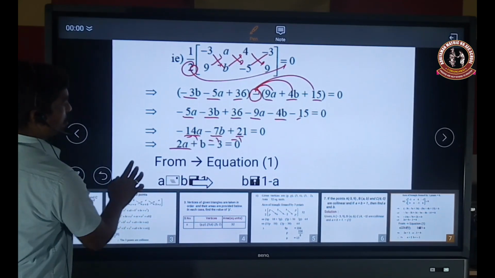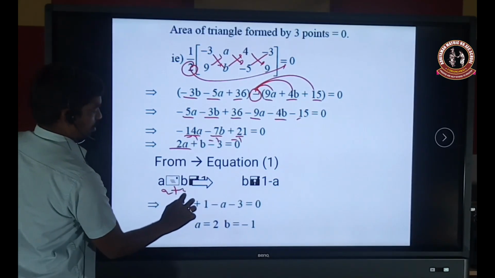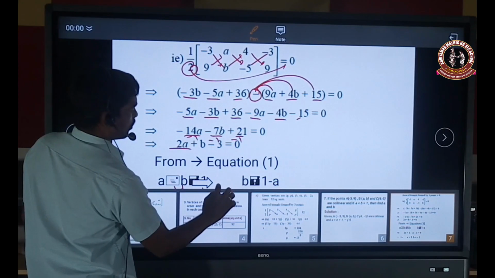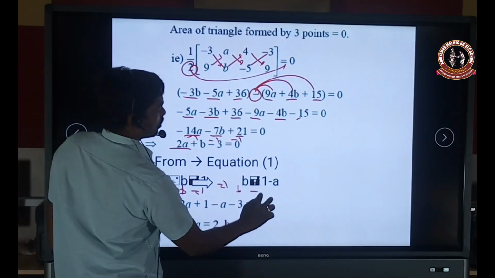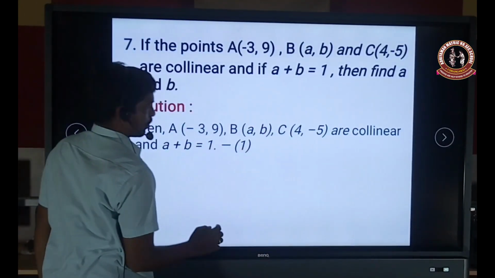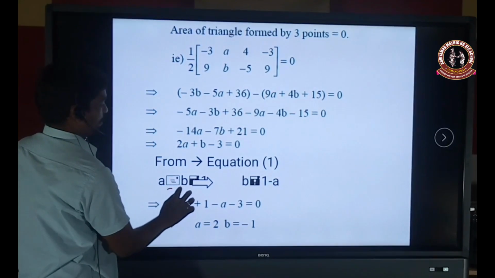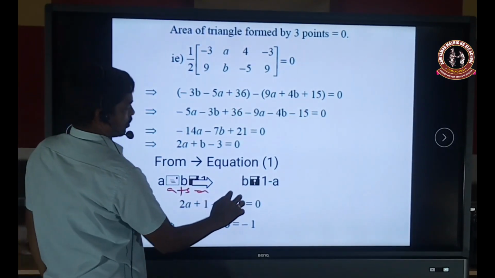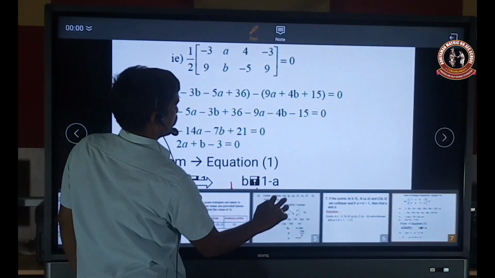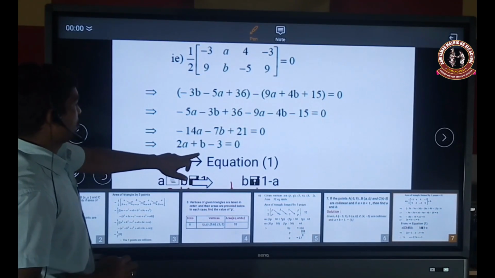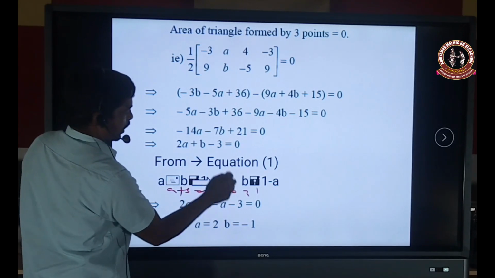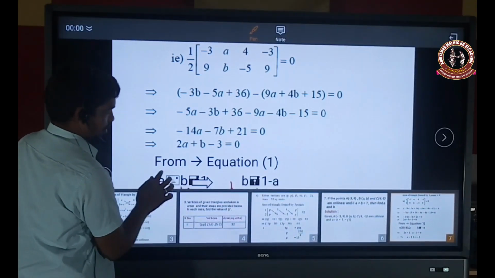So now from equation 1, a plus b equals 1. This implies b is equal to 1 minus a. So b equals 1 minus a. Substitute here. So we get 2a plus b, where the b value is 1 minus a, minus 3 equal to 0. 2a minus a equals a.